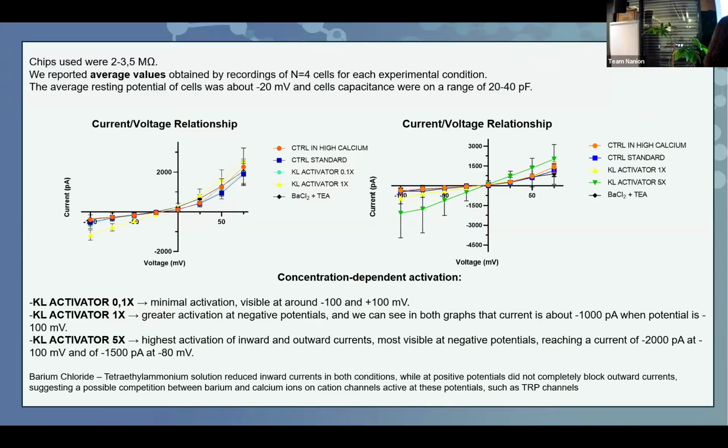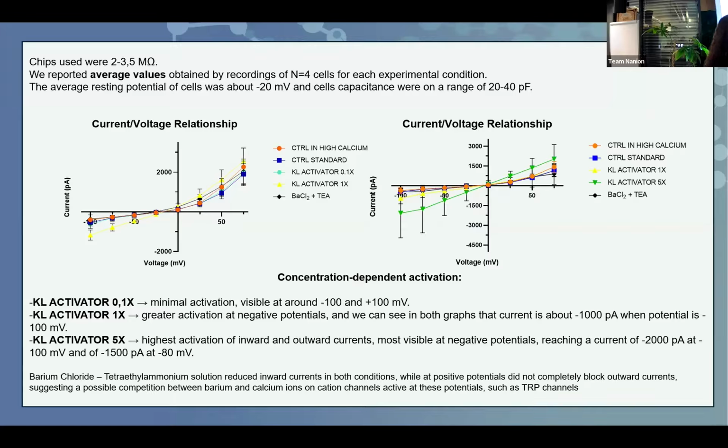We have a greater activation at negative potential with the 1x, and we can see in both graphs where we tested Klotho activator, in the first and the second one, that the current is about -1000 picoampere when potential is -100 millivolt. And the final concentration, the highest, was the 5x, where we had the highest activation of inward and outward currents, but most visible at a negative potential, reaching a maximum current of -2000 picoampere at -100 millivolts.